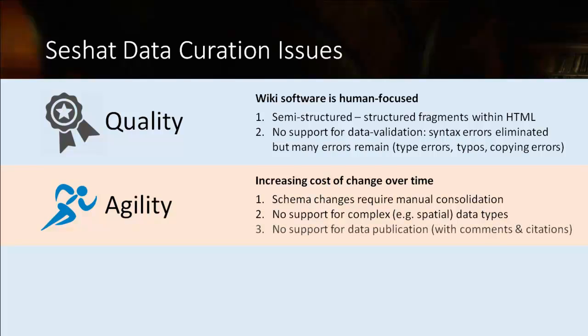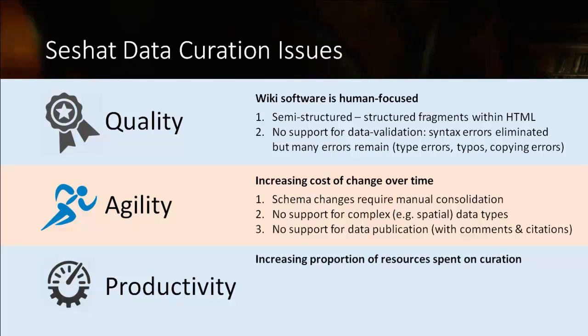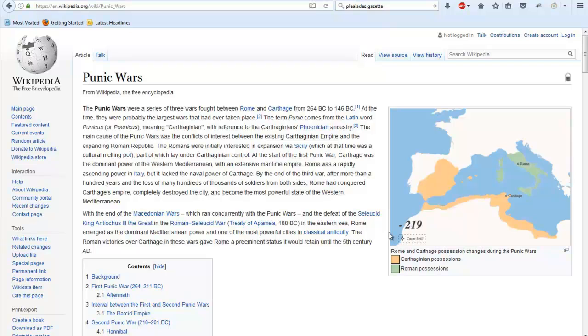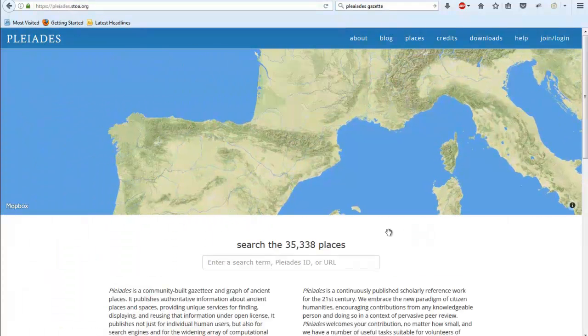It also offered no support for preparing the data for publication. Productivity suffered, as an increasing proportion of resources had to be devoted to data curation and cleaning. Some of the corrections weren't copied back to the wiki, and spreadsheets became the authoritative source for some sections of the data. Finally, rather than duplicating effort, the Seshat researchers wanted to reuse data from existing datasets, such as Wikipedia and the Pleiades Historical Gazetteer.